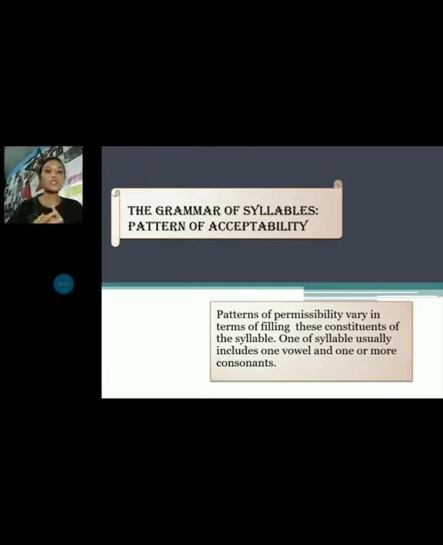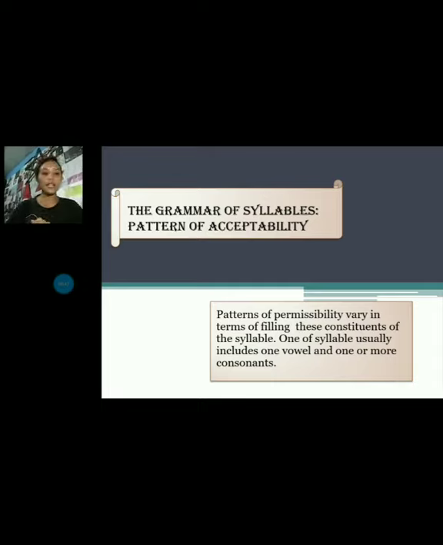So, I would like to continue our material about the grammar of syllables, patterns of acceptability. Patterns of permissibility vary in terms of filling the constituents of the syllable. One syllable usually includes one vowel and one or more consonants. For example, the word book has just one syllable. Book, with the sound b, short u, and k, with one vowel and two consonants.